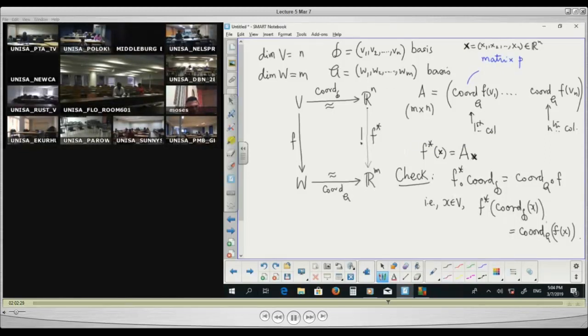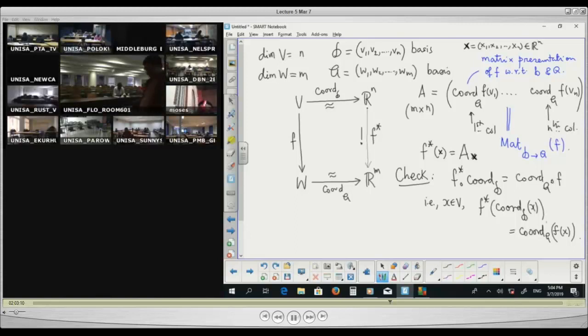With respect to the basis B and D. Okay? And I prefer this symbol. I write it in this way. So it says it is the matrix of F with respect to the basis B on the domain to the basis A on the codomain. Okay? Alright?